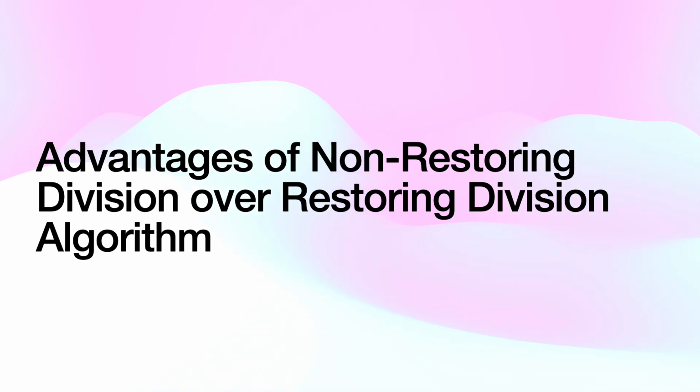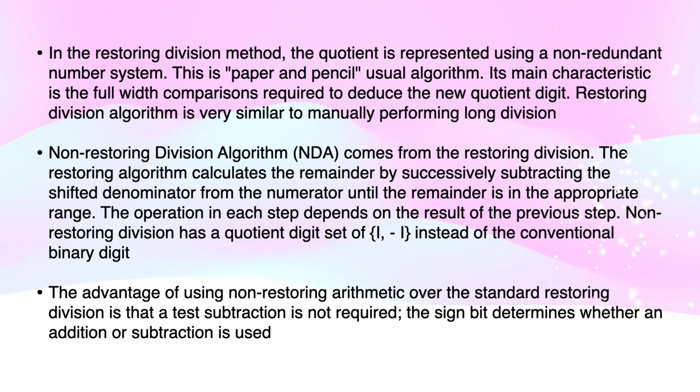I will be explaining the advantages of the non-restoring division algorithm over the restoring division algorithm. The very first advantage is that in the restoring division algorithm method, the quotient is represented using a non-redundant number system. This is the usual paper and pencil algorithm. Its main characteristic is the full width comparison required to deduce the new quotient digit.